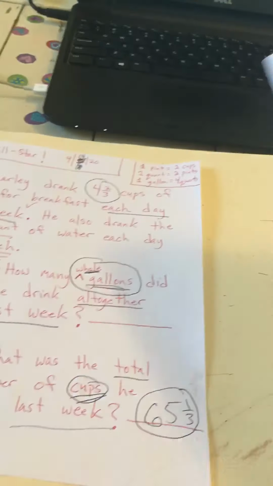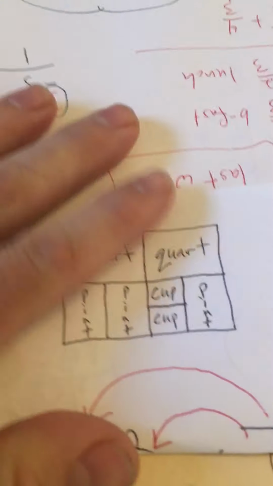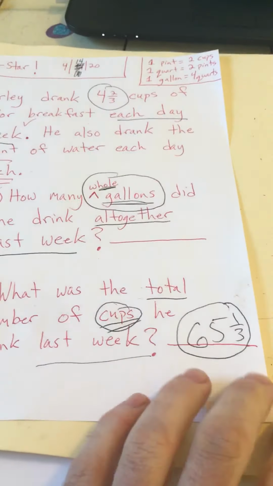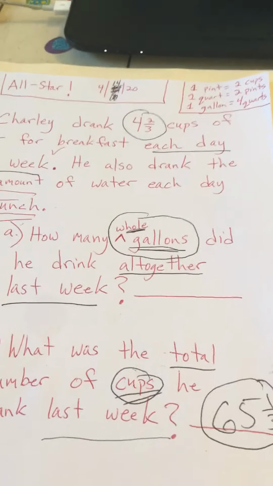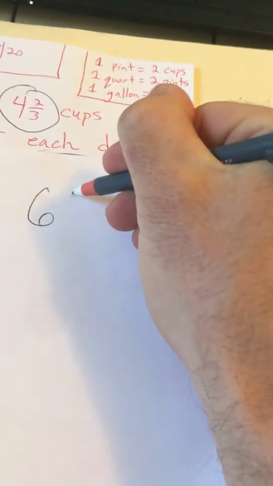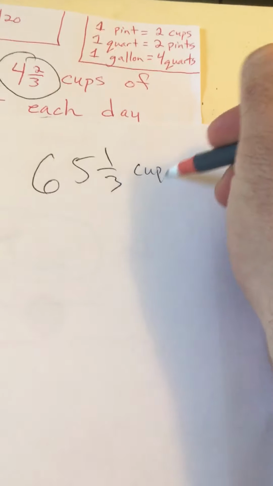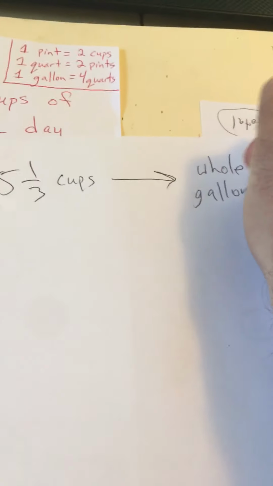Okay? Now I drew a model over here. This is what I was using to solve earlier when I told you the video got cut off. But we can use this model to help us now. So we found out that he drank 65 1/3 cups. Now it says how many whole gallons did he drink all together last week. So we need to turn 65 1/3 cups into gallons.